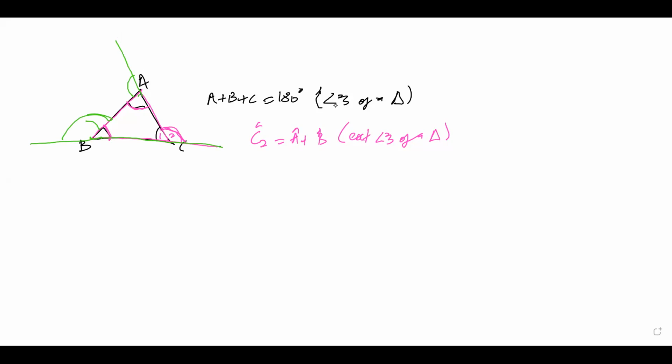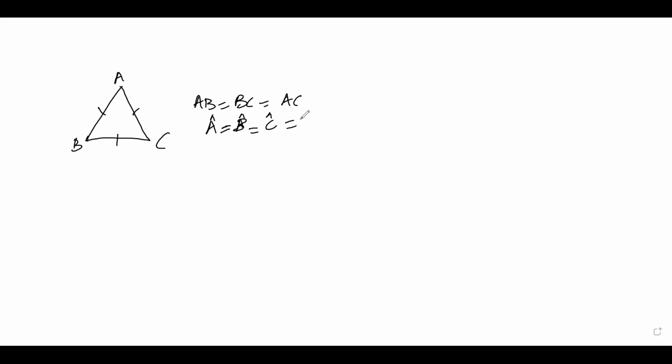Then we have the equilateral triangle. In an equilateral triangle, all sides are equal and all angles are equal to 60. So side AB is equal to side BC is equal to side AC, but also all their angles are equal. Angle B, okay, they're equal. But also these angles are equal to what? They are equal to 60.